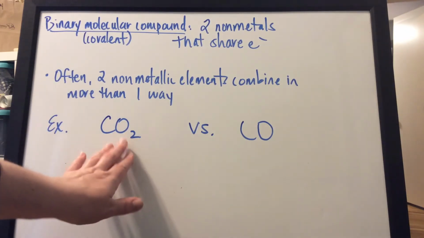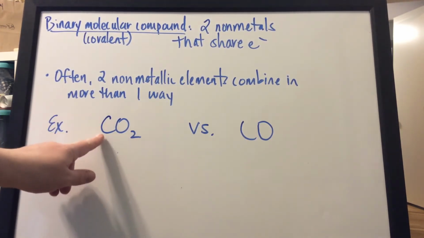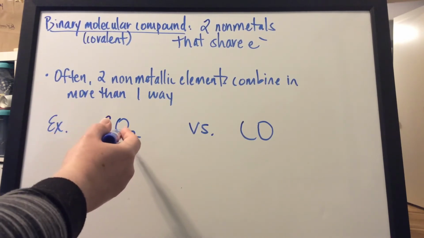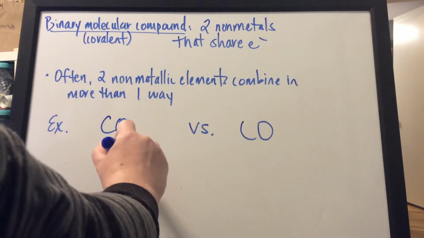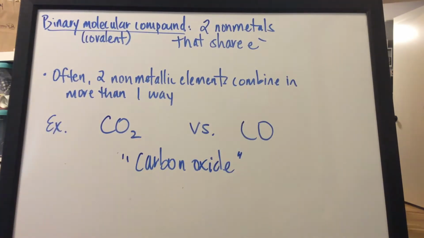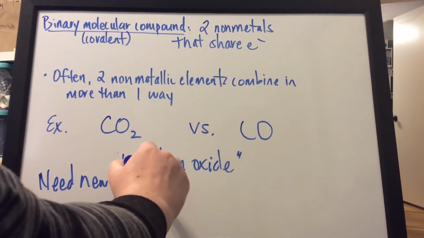Okay, notice they only differ by one oxygen. But if we go back to the naming system that we just learned for ionic, which was name the first element, name the second element, and put IDE on the end, this would be carbon oxide, and this would be carbon oxide. Okay, so the problem is it wouldn't be okay for us to call these two compounds by the same name when they're totally different. So because of that, we need a new naming system for covalent.